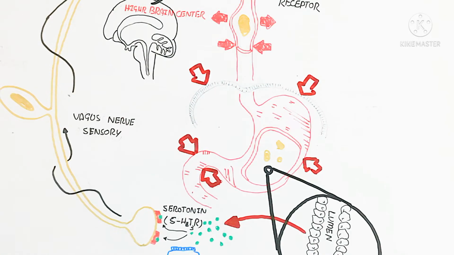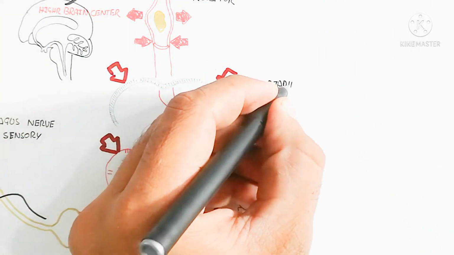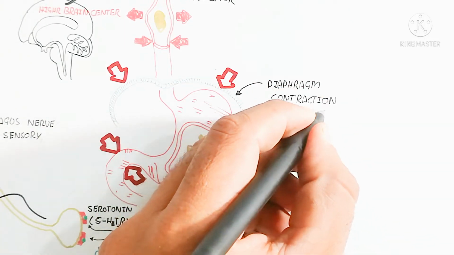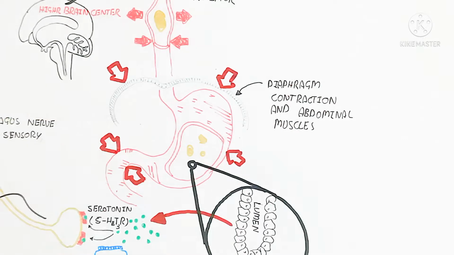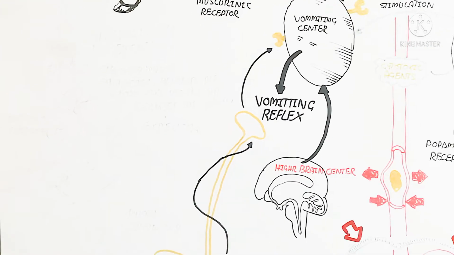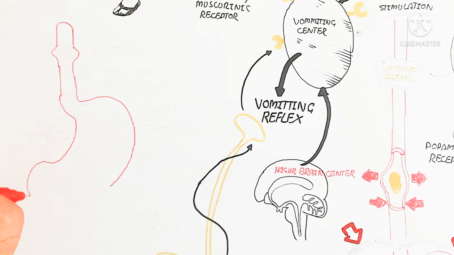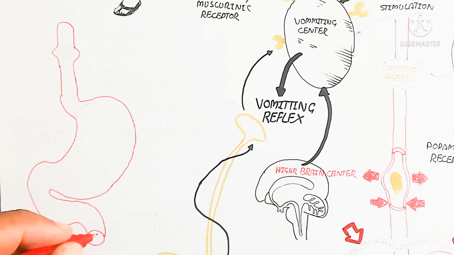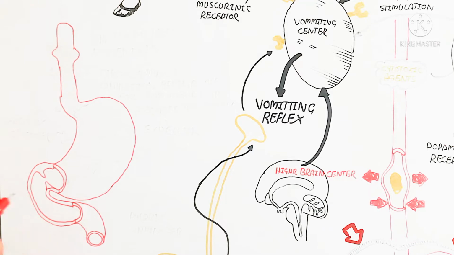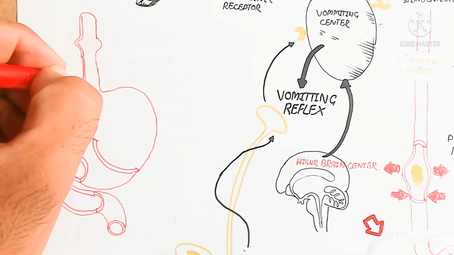So first of all, let's begin to understand the contraction of the digestive tract. Here is the diaphragm. The diaphragm will contract during the vomiting time, and before the vomiting, the abdominal muscles will also contract. The contraction of the diaphragm and abdominal muscles will lead to contraction of the stomach, and also an increase in heartbeat due to the sympathetic nervous system. We will discuss this later in this video.